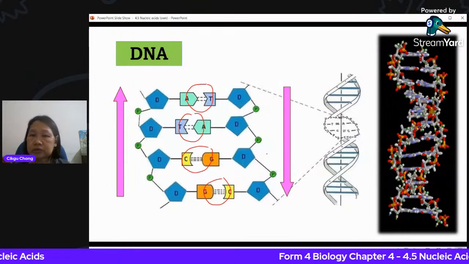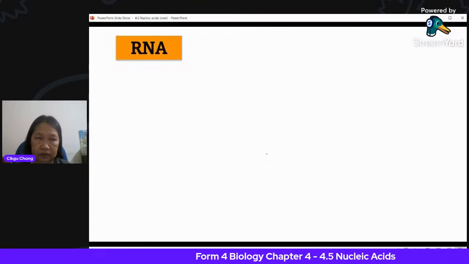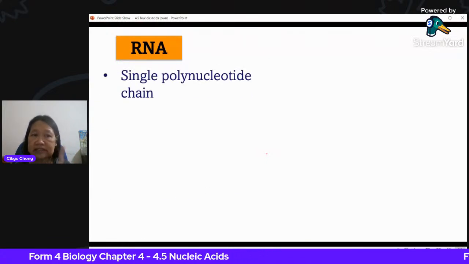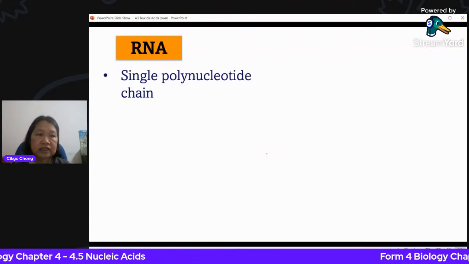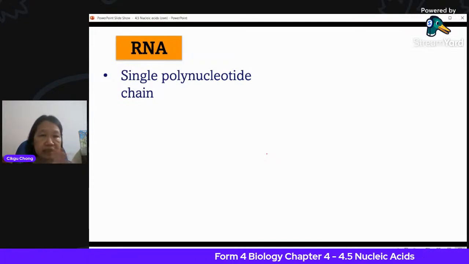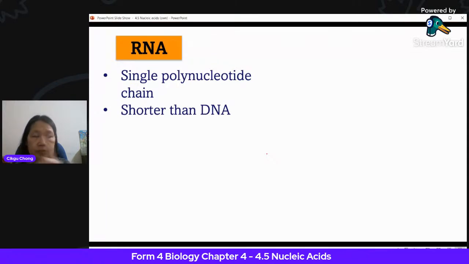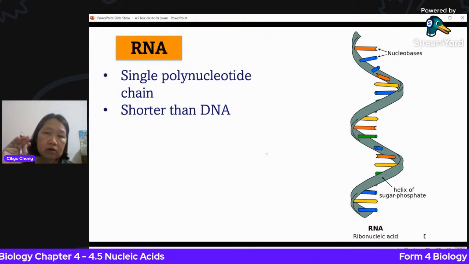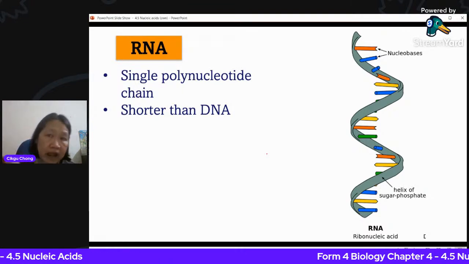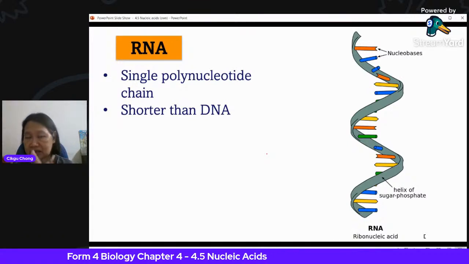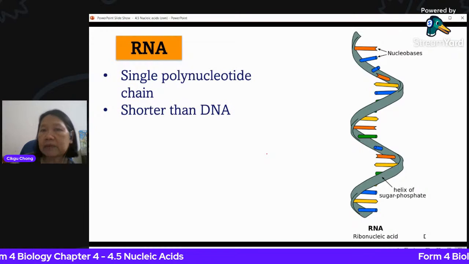Okay, let's go on to the next one, which is the RNA. RNA is ribonucleic acid. Okay, so it's a single polynucleotide chain. No, you don't have the complementary base pair. There is nitrogenous base, but it doesn't have a pairing. Okay, it will be shorter than DNA. So usually, you see the nitrogenous bases don't have pairing. It's either the A or the C or the G or the U. It's not T. You have uracil over here.